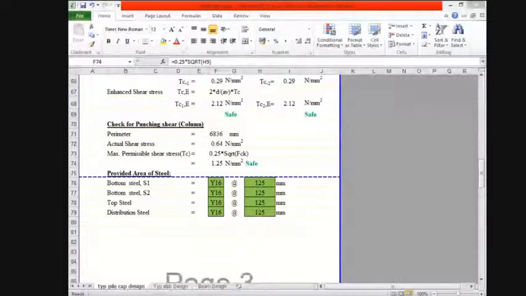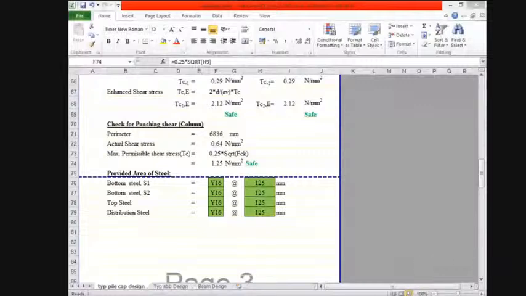With that, closing this one. If possible, in a future session, we'll do the combined design. Divya ma'am, any queries on this?